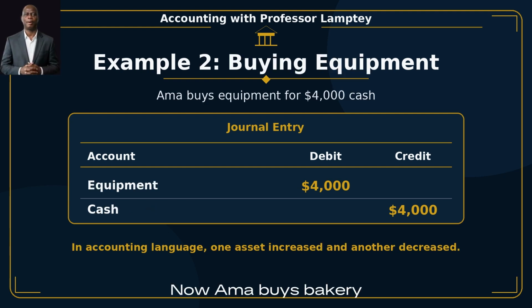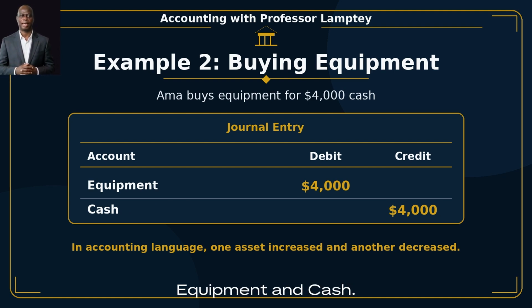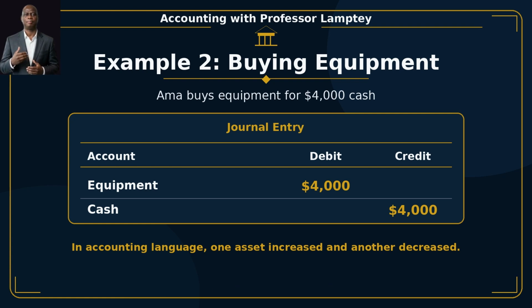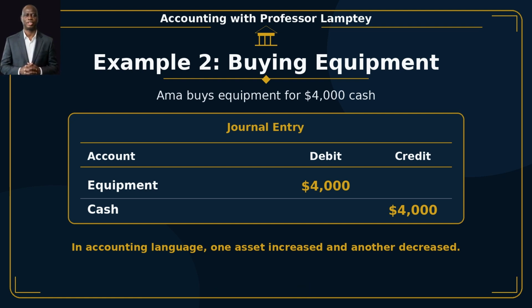Now Amma buys bakery equipment for $4,000 cash. The accounts affected are equipment and cash. Equipment is an asset. Cash is also an asset. Equipment increases because the business now owns equipment. Cash decreases because the business paid cash. Assets increase with debits, so we debit equipment. Assets decrease with credits, so we credit cash. The journal entry is debit equipment, $4,000.